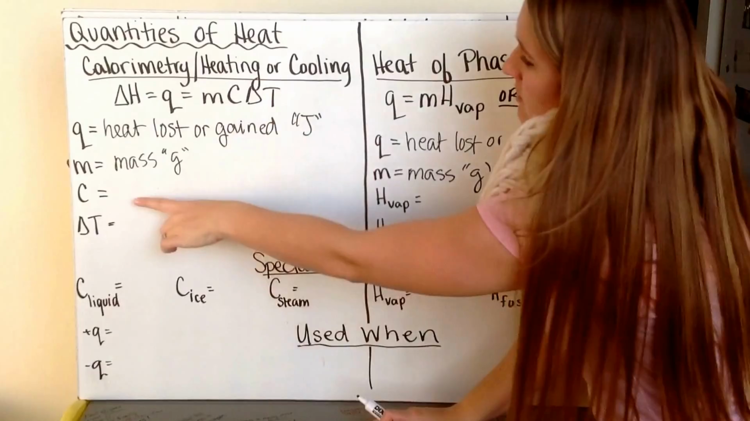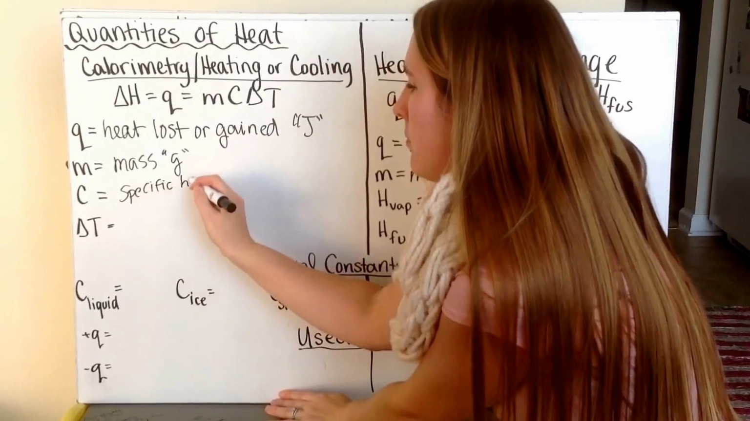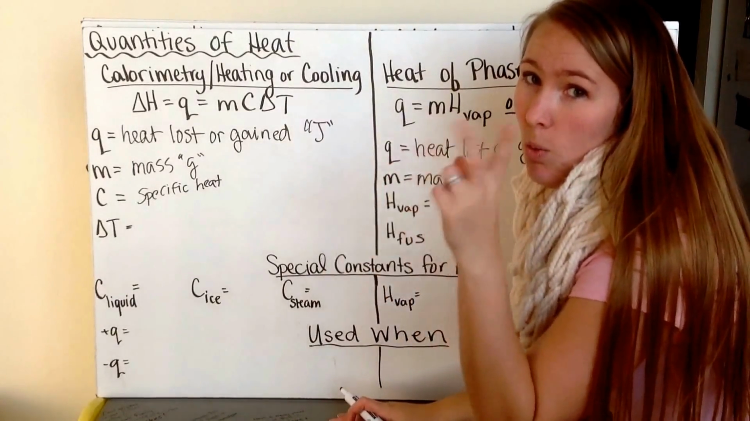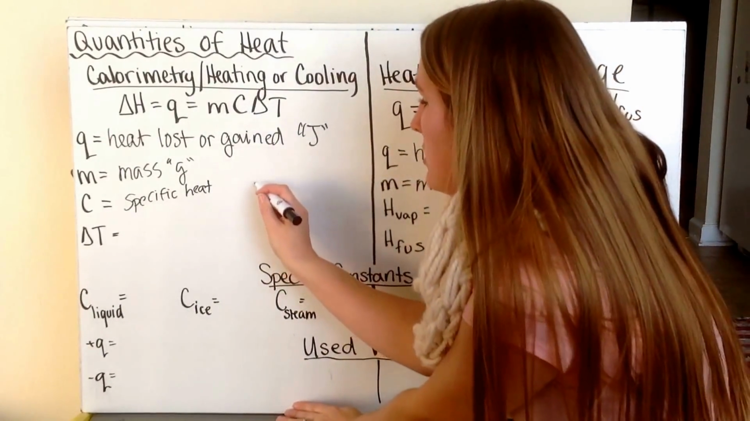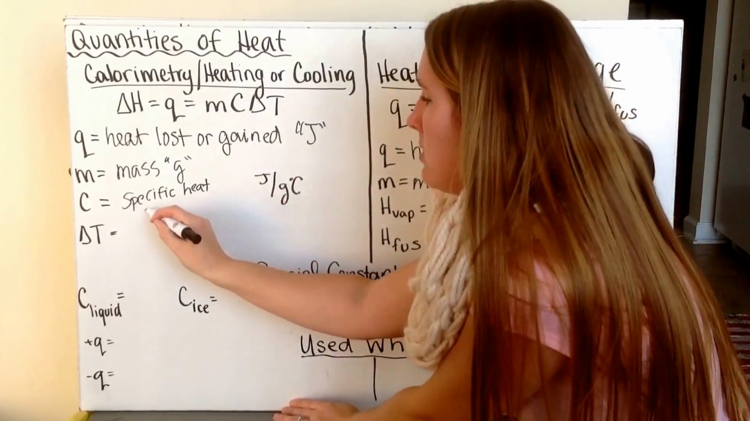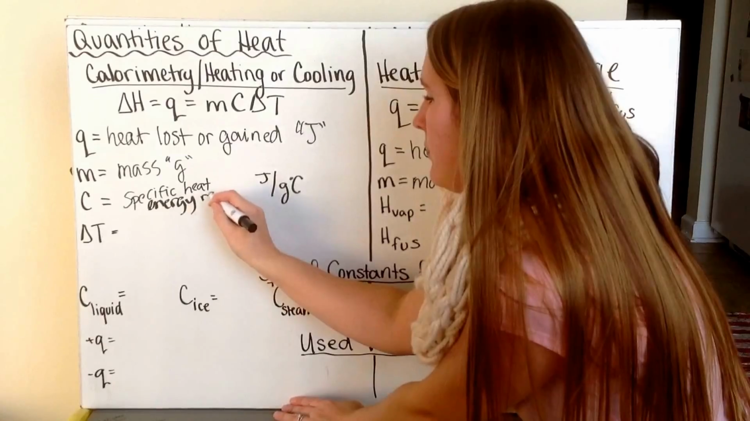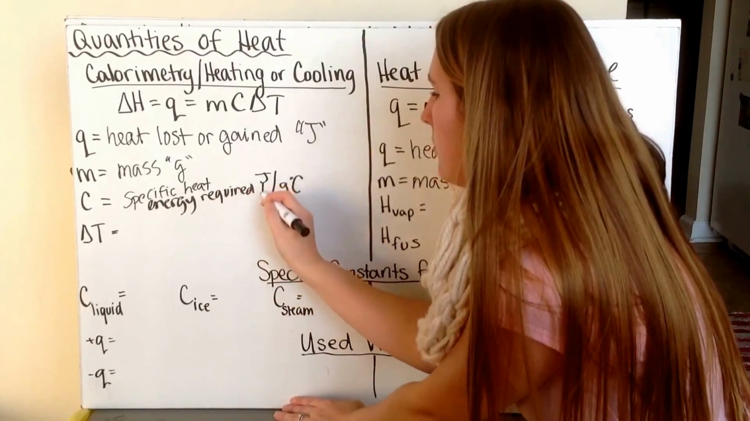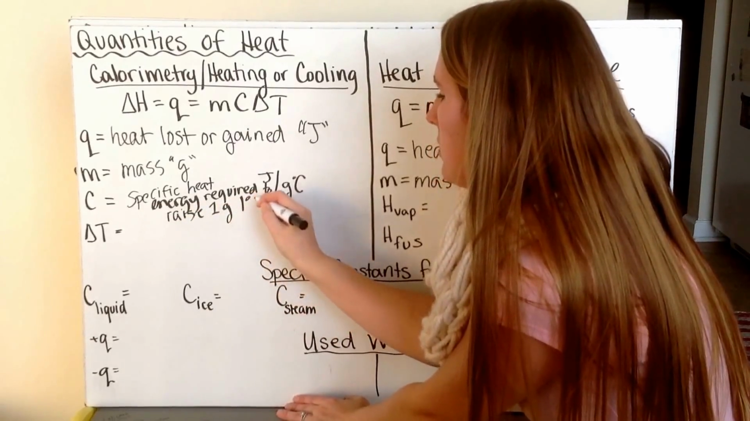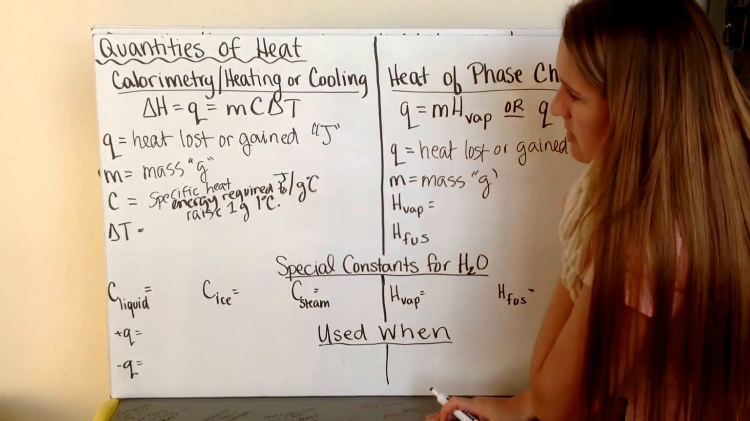Our calorimetry problems have C, which is specific heat. And specific heat is the amount of heat required to raise 1 gram 1 degree Celsius. It has units of joules per gram degree Celsius. In other words, the amount of energy required to raise 1 gram 1 degree Celsius. And you can see that in our units of energy per gram degree Celsius.